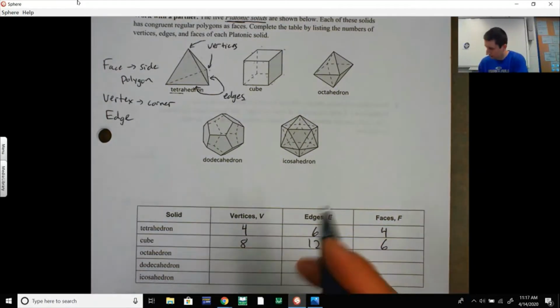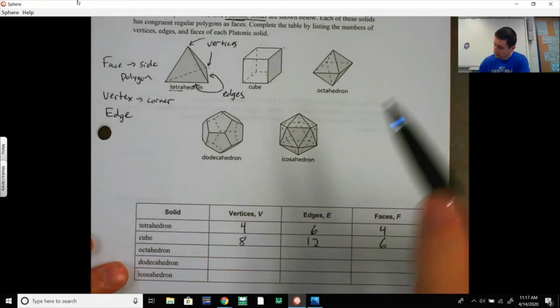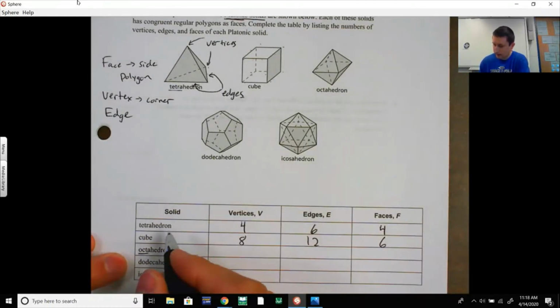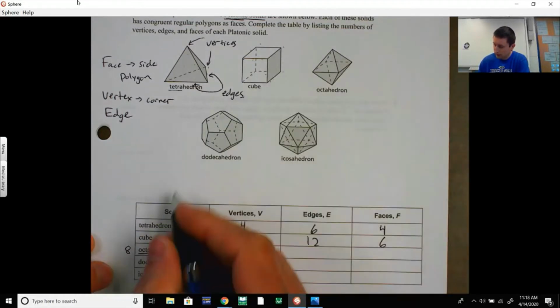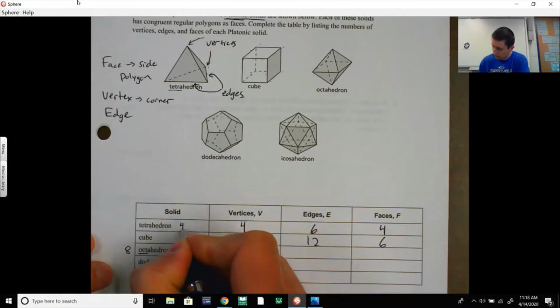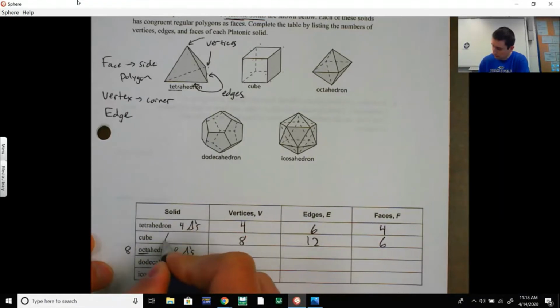Okay, let's do one more, then I'm not going to take the time to count the rest of them. An octahedron. Octa, the prefix there, means 8. So this has 8 triangles. Tetrahedron is 4 triangles. A cube is 6 squares.